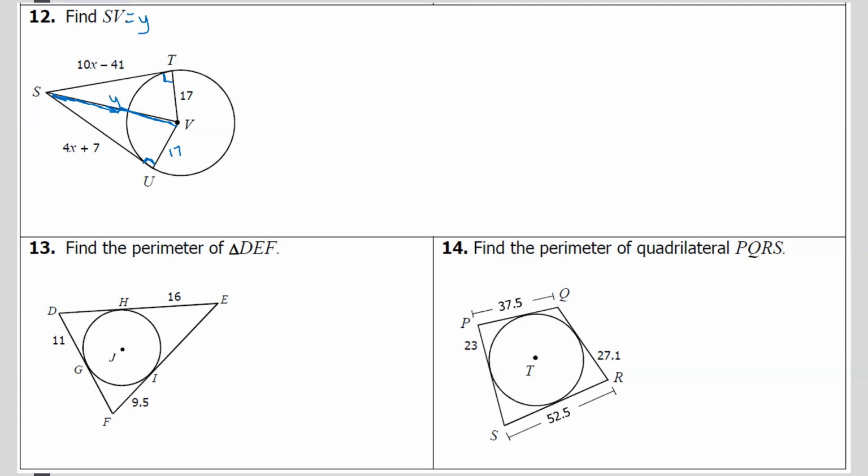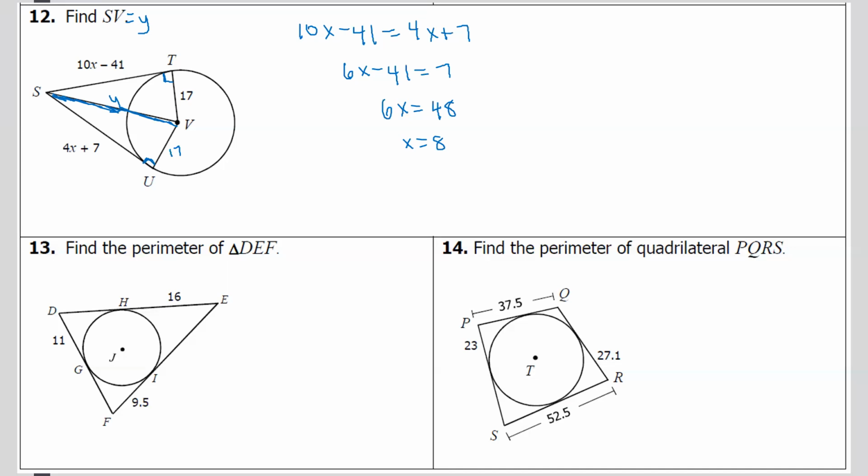All right, well, since ST and SU are both tangent, then I can say 10x minus 41 has to equal 4x plus 7, since they are both tangents to the same circle and those tangents intersect. So we subtract 4x from both sides, add 41 to both sides, and divide both sides by 6. So x equals 8.